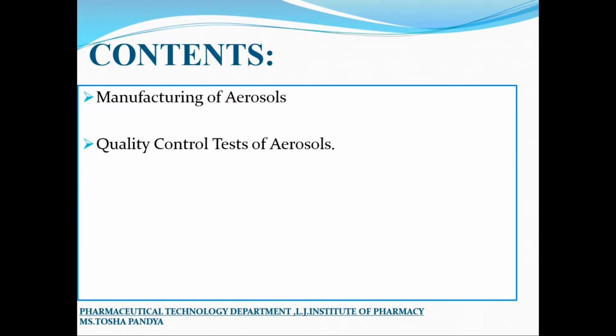In this presentation, we are going to see about the manufacturing of aerosols and different quality control tests of aerosols. In the previous sessions, we have seen what aerosols are and the different components of aerosols. Now you must be curious how all these components are put together to form a complete aerosol product. So this session is going to be very interesting, as you will come to know about different manufacturing processes of aerosols and different quality control tests an aerosol product must pass through to come into the market. So let's begin with the session.